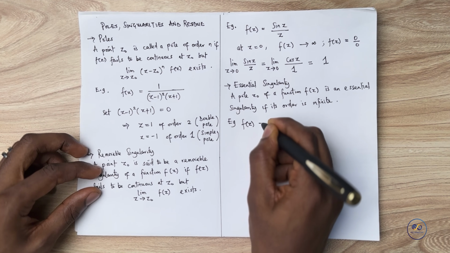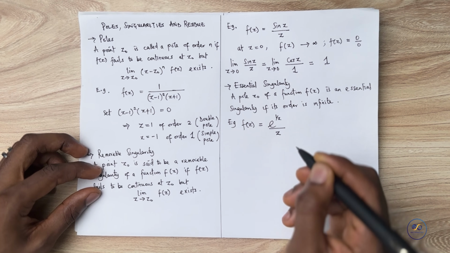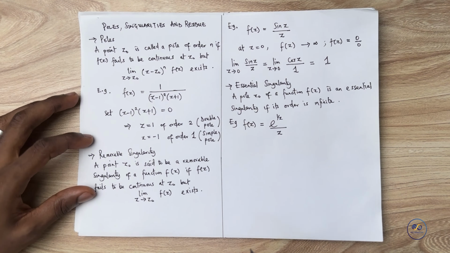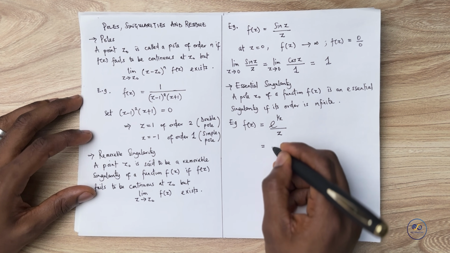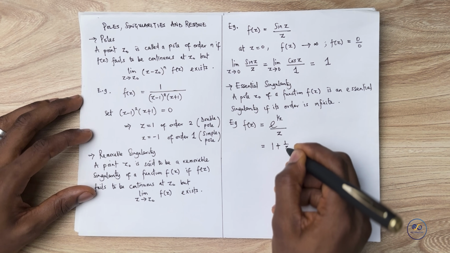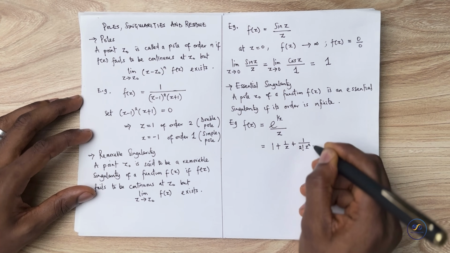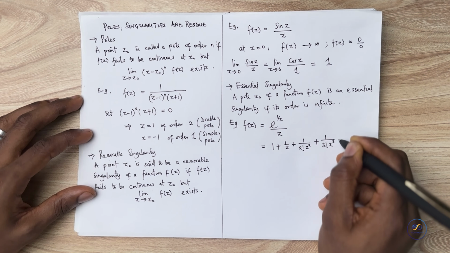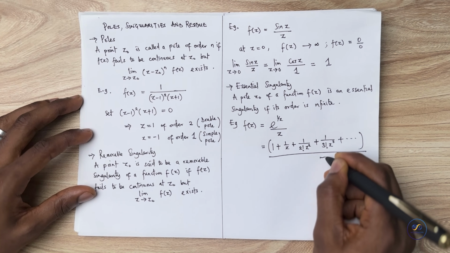We could have f of z being equal to e raised to power 1 over z divided by z. Now, in the case of this, what do we notice? We realize that we can write the Taylor series of e raised to power 1 over z as 1 plus 1 over z plus 1 over 2 factorial z squared plus 1 over 3 factorial z cubed and so on. And all of this will be divided by z.